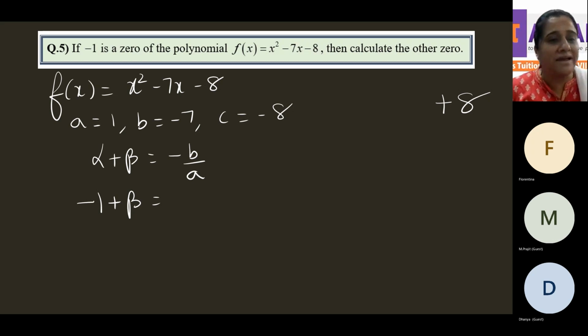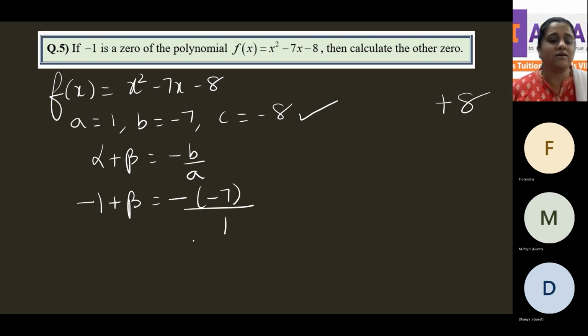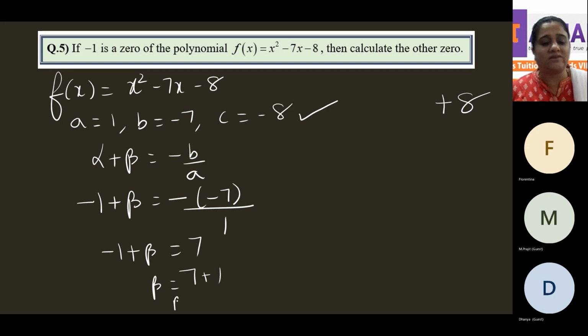So if minus 1 is a zero, that means alpha is minus 1 or beta is minus 1. I'm taking alpha as minus 1. I can write the values of a, b, c. Then after that, I can write alpha plus beta is minus b by a. But what is alpha? Minus 1. Minus 1 plus beta is equal to minus b by a, so minus 1 plus beta is equal to 7. So beta is equal to 7 plus 1. So beta is 8. So the other zero is 8.